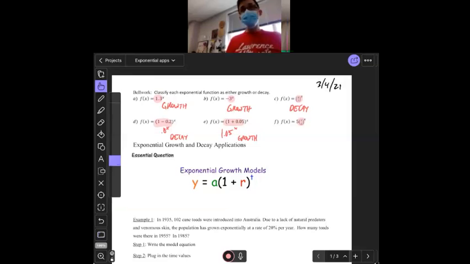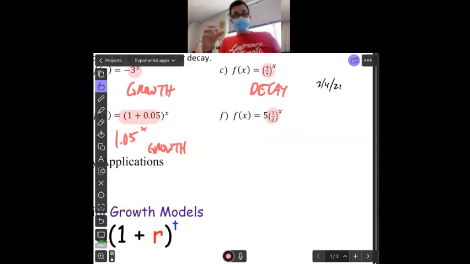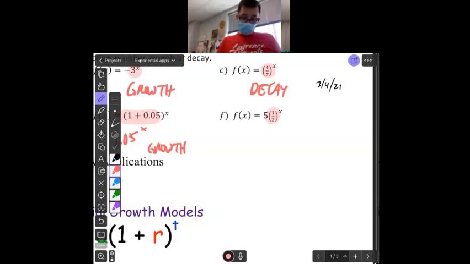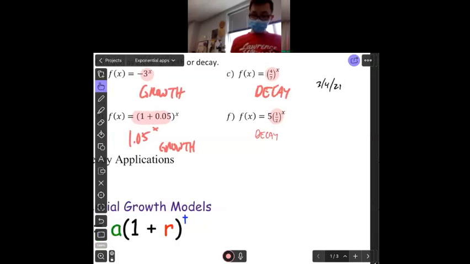And that last one there, the 5 is there, the half is there, but only the half has the exponent on it. Only the half is the function. The 5 is a stretch. So that's a decay function. I'm only looking at the half. It's a stretched decay function, but still decay. So just watch out for those little things like that. It can be tricky on your eyes.